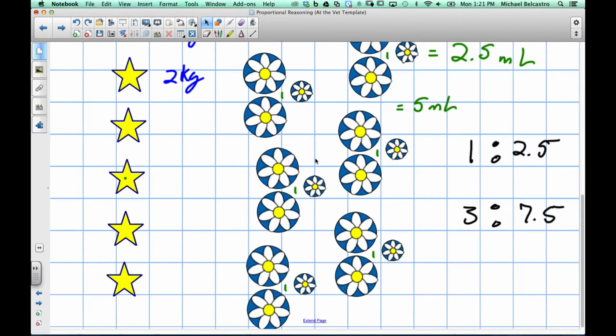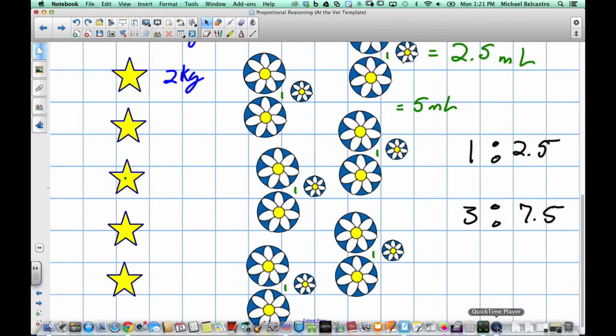I can then double my 6 again and continue this all the way through. I'm going to pause and get to the very end for us so you can see what the final result is. But the idea is every time we build 1 star, we have to build 2.5 of these flowers here. Okay, so let's see what our final result would be.